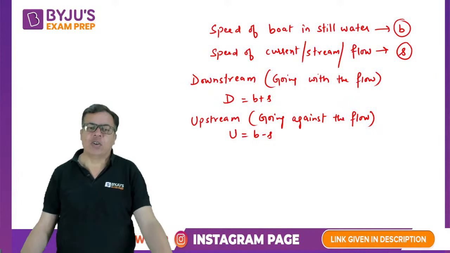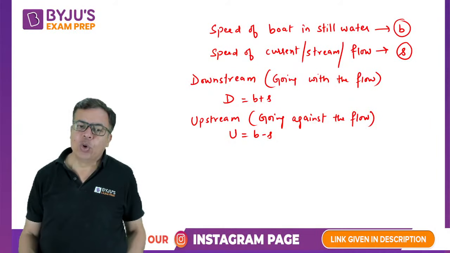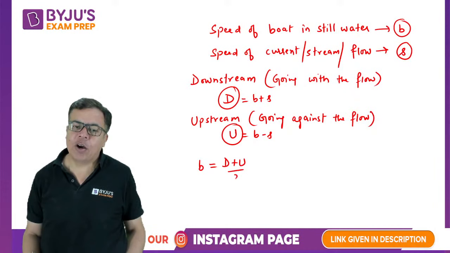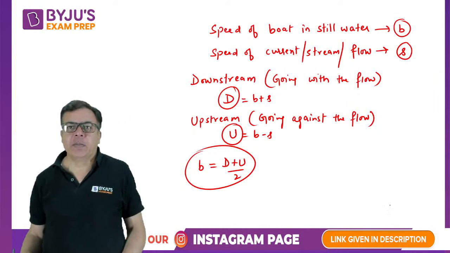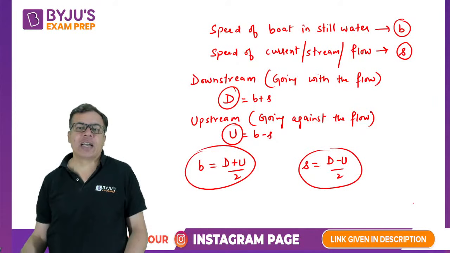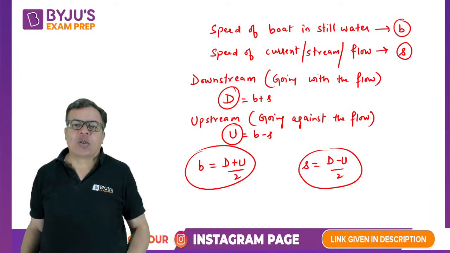Now there is one more thing that you should know. If you know the value of D and U, you can directly calculate the value of B as the arithmetic mean of D and U. So the average of D and U is B, the speed of boat in still water, and the speed of stream you can directly calculate as the difference divided by 2, that is the speed of stream, current or river flow. So this is just the basics.